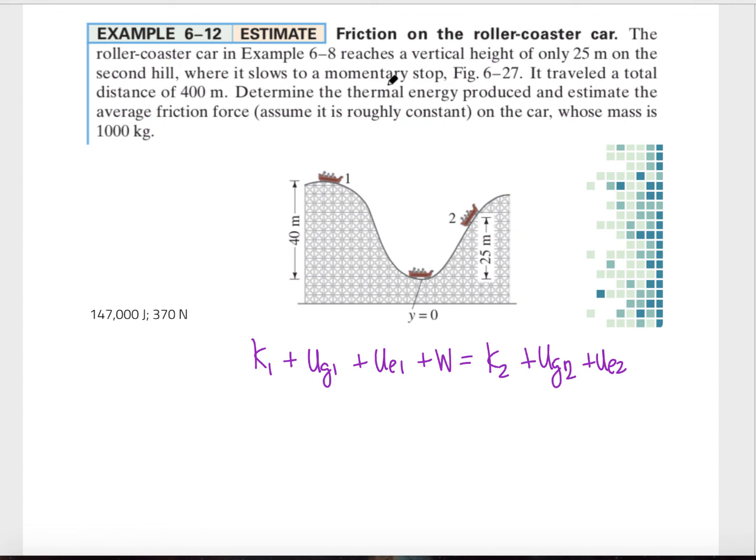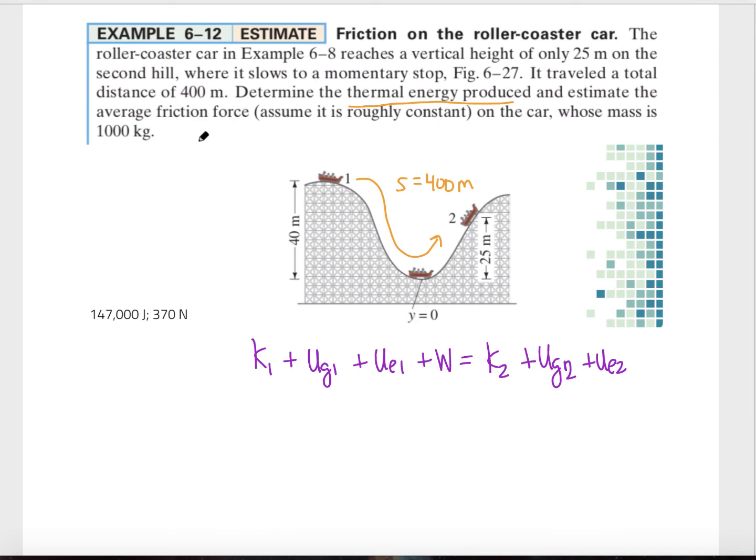So we have a roller coaster car and it reaches only a height of 25 meters. Uh-oh. It traveled a total distance of 400 meters. Okay, so this total distance is 400 meters. And we want to determine the thermal energy produced. So remember we said that when friction does work on something, it turns that energy into energy we can't use anymore. That energy typically gets lost as heat, or something hot, and so we call that thermal energy, and it goes to where we can't use it any longer.